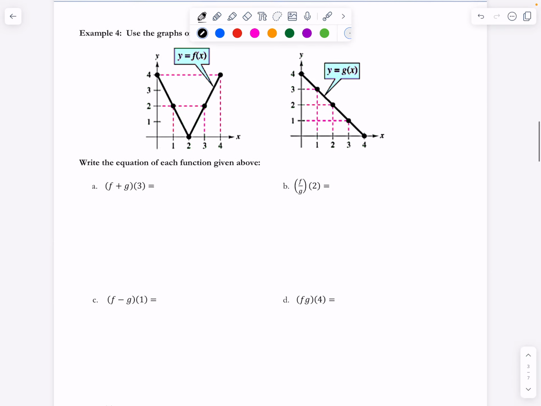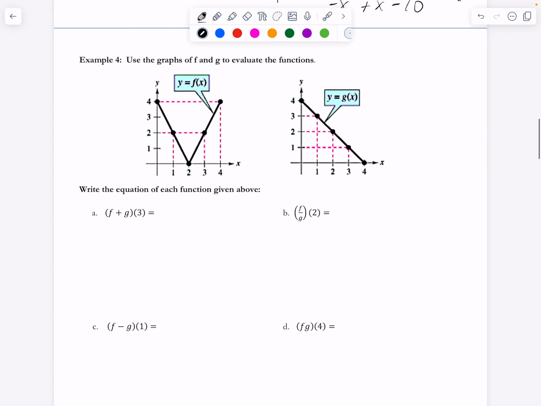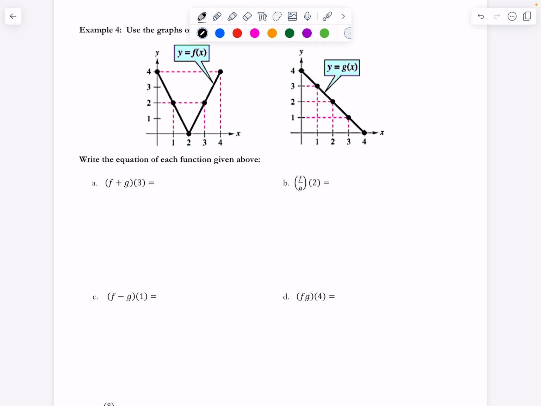All right, we're almost there. We're just going to do the same thing, very similar, except in this case, we don't have the functions, we don't have a table, now we have a graph. But the same process applies. So this one is going to be f of 3 plus g of 3.